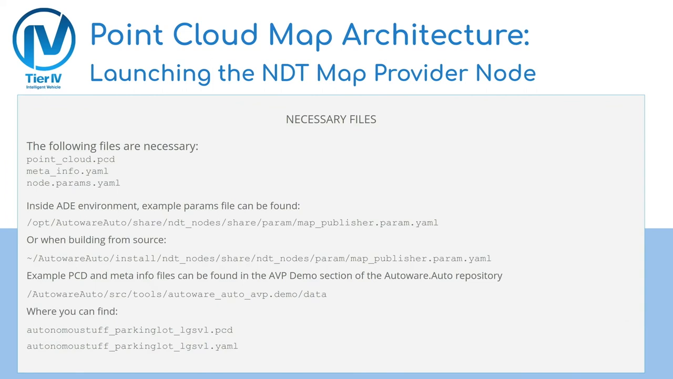So that is the architecture of the point cloud map as implemented in Autoware.Auto. This functionality is already included in the open repository, and you can go ahead and try to launch the NDT map provider node and load and visualize a point cloud map. To do so, the following files are necessary: a point cloud map in PCD format, a map meta information file in YAML format, and a node parameter file in YAML format. Inside the Autoware.Auto ADE environment, example files of each sort can be found at the locations given within this slide.